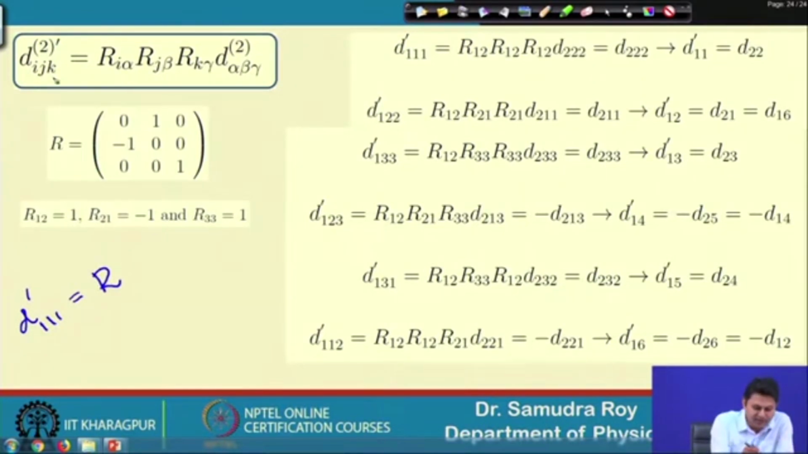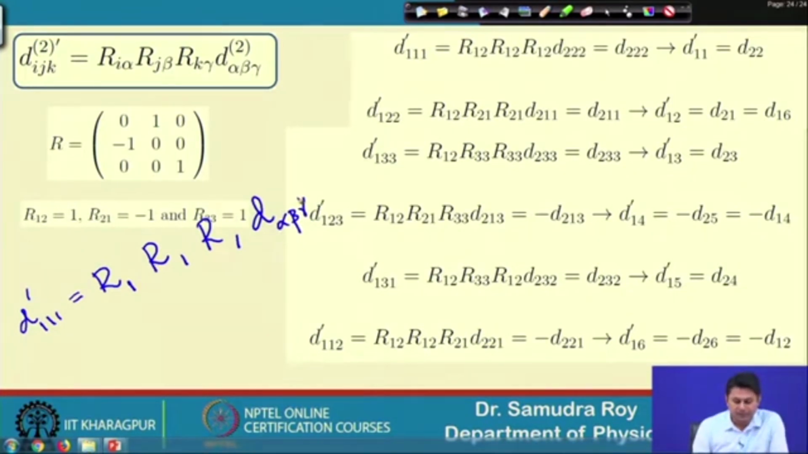The rule suggests ijk is 111. So R1 should be here, R1 here, R1 here, and D alpha beta gamma will be there. I do not know what the alpha, beta, gamma will be, but if you look very carefully, whatever value you put except 2, you will get 0 always, because only R12 is 1. So if I write 1 here, then this value has to be 2. If you put 1, then R11 is 0, so the entire multiplication will go to 0.